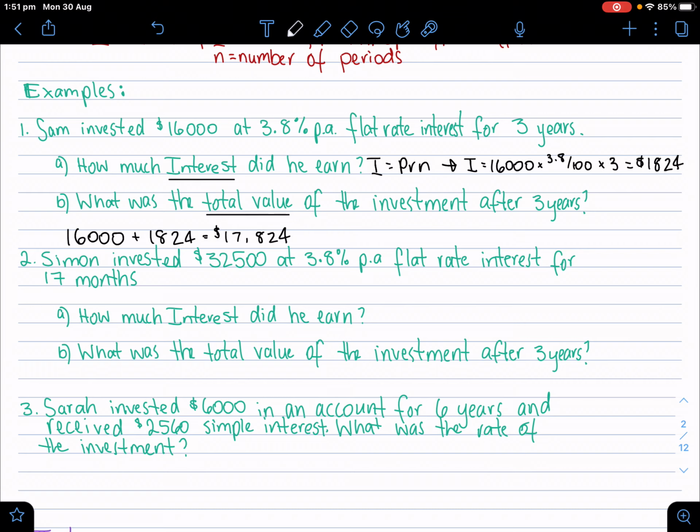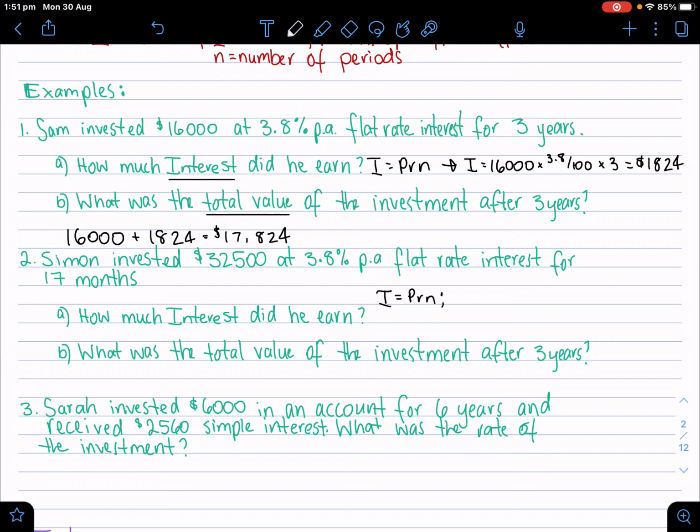Simon invested $32,500 at 3.8% per annum flat rate interest for 17 months. So now we're looking at not years, we're looking at months. You have to understand that the interest rate is per year, per annum, but the N is in months. So we have to convert the interest rate into months as well. So we start off with our original formula, I equals PRN.